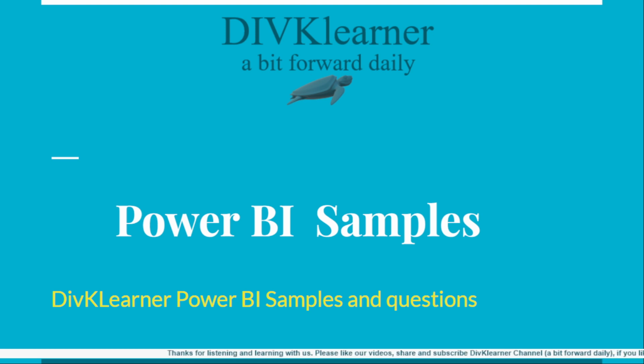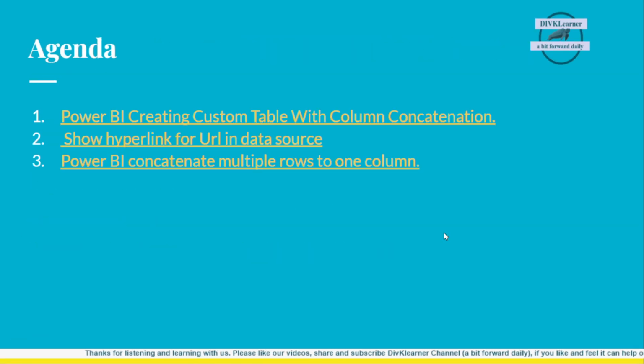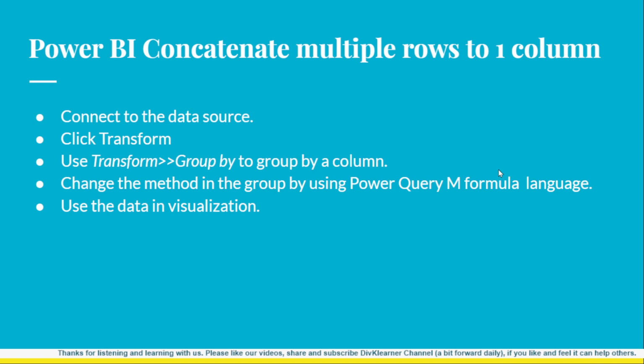So we are working on the Power BI sample. Today I'm going to talk about an example in which I wanted to have multiple rows added to one column. Here are the steps that I did: I connected to the data source, clicked transform, used group by to group by a column, changed the method in the group by using the Power Query M formula language, and used the data in visualization.